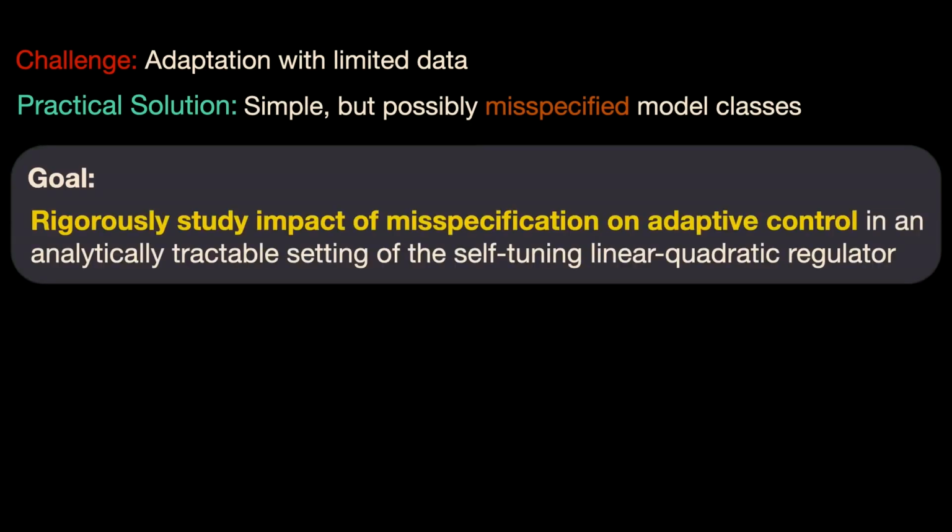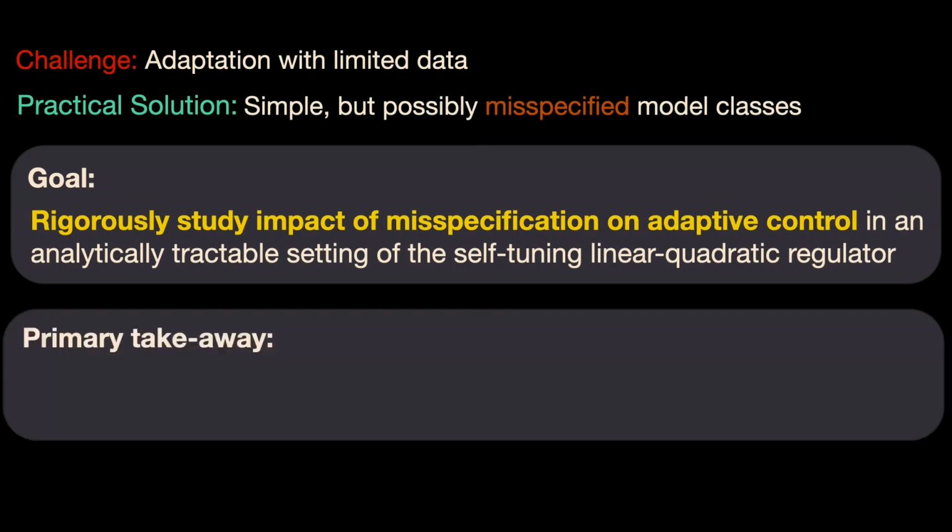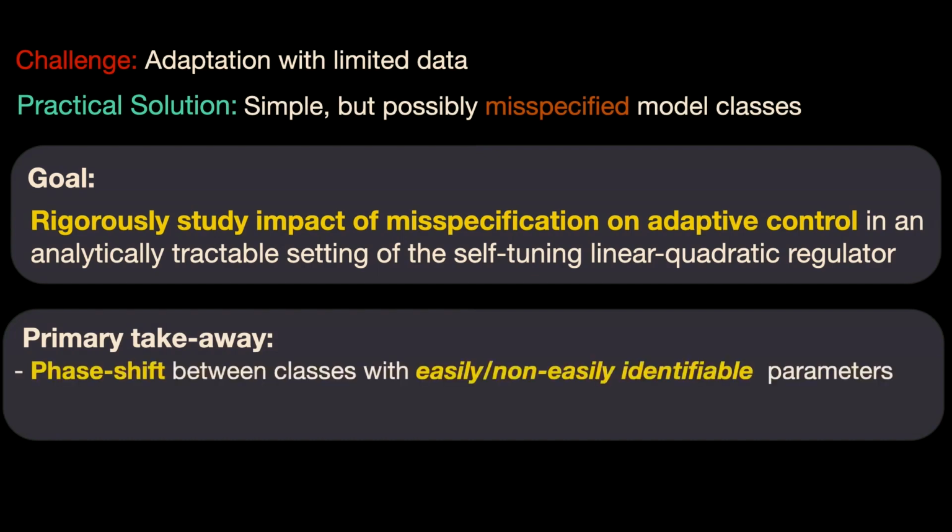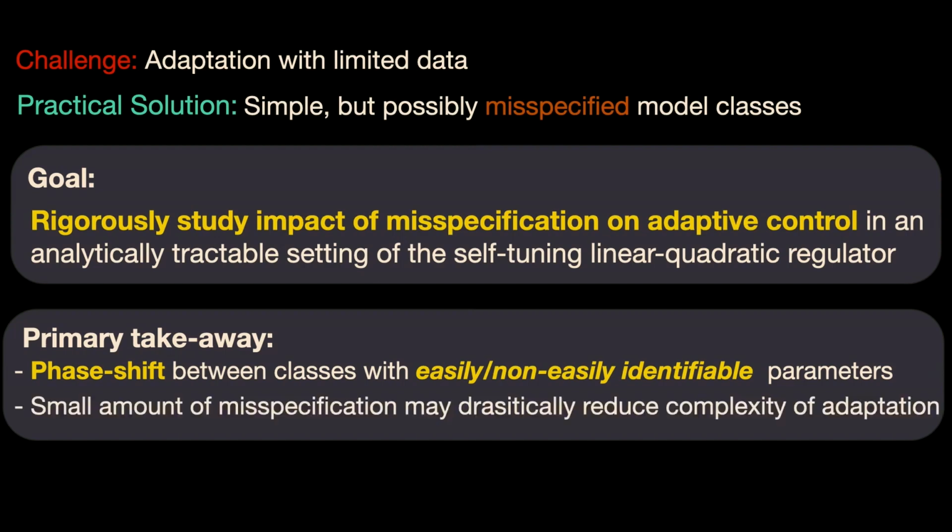So with that, our goal is to rigorously study the impact of misspecification on adaptive control through a simple case study of the self-tuning linear quadratic regulator. This adds a bit of depth to the current analysis studying the self-tuning regulator. One of the primary takeaways that we find is that there's somewhat of a phase shift between easily identifiable and not easily identifiable model classes. And what this implies is that there are situations where you can introduce a small amount of misspecification in order to drastically reduce the complexity of adaptation.